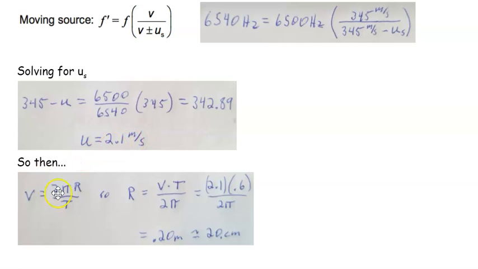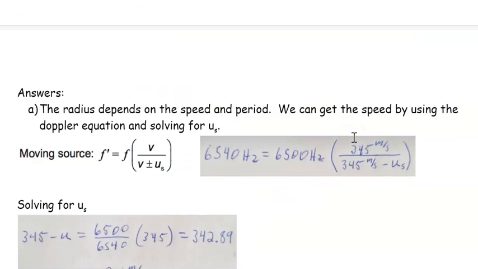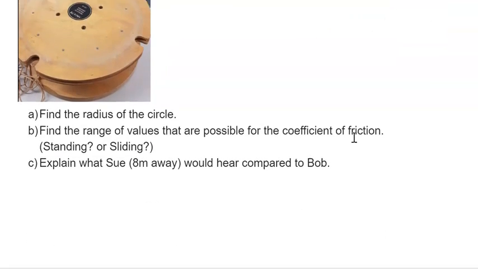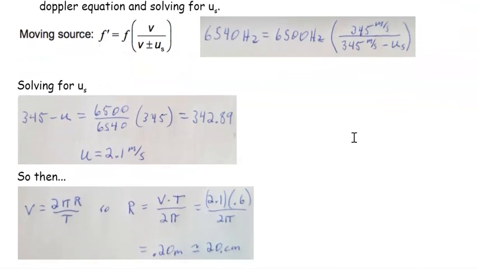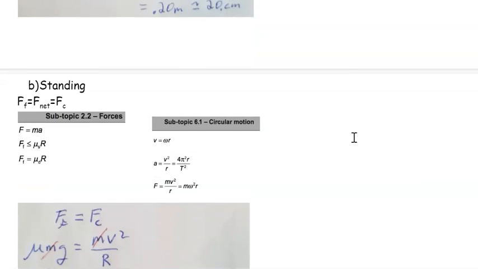Or actually, the radius was the first question. So we have v equals 2 pi r over T, and solving that for r, we're going to get vT over 2 pi. Plug and chug there, and we get a radius of about 20 centimeters, which is about right if you've seen this thing in my room. Anyway, next we go to the coefficient of standing friction.